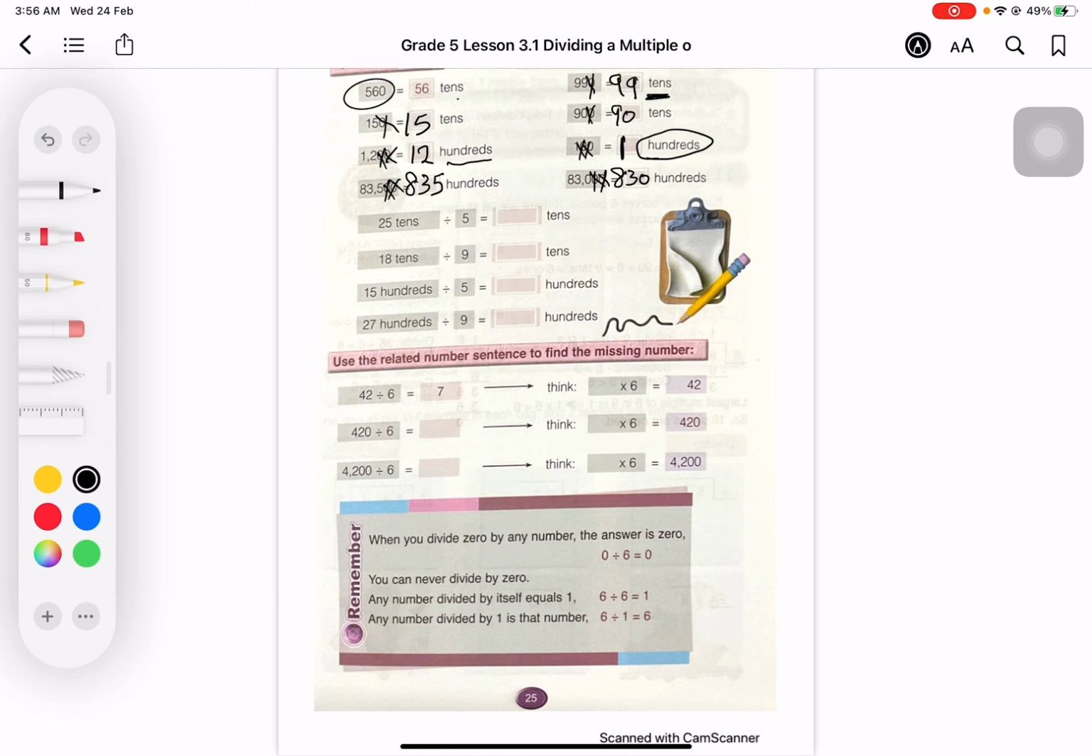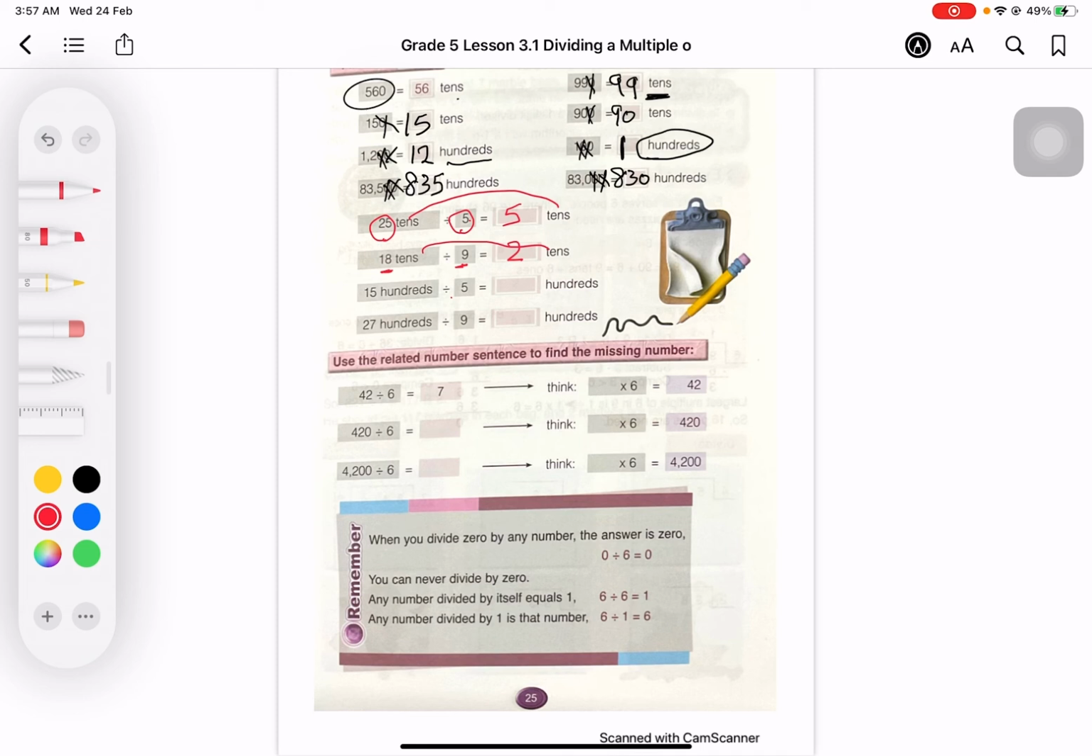okay, let's do 25 tens divide 5. They put, instead of the zero, the word tens. Okay, now they wrote for you 25 tens, divide 5. Look at the basic fact. The basic fact is 25 divide 5. The answer is 5. Then you are going to drop the tens. Now 18 divide 9. The answer is what? 2. And write the word tens.